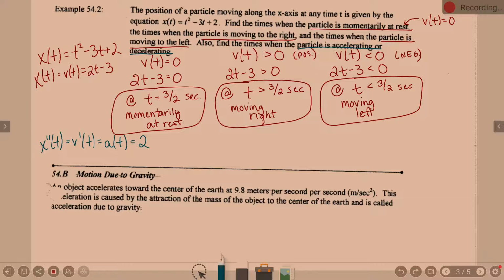And that 2, does it matter what t is? No, because it's always positive, so it's always accelerating. 2 is positive. It doesn't matter if we're at a number less than 3/2 or greater than 3/2. A of t is 2. That is a positive number, so our particle is always accelerating.